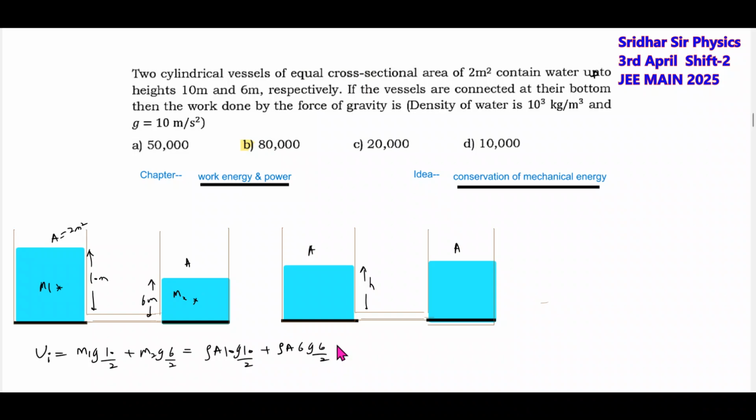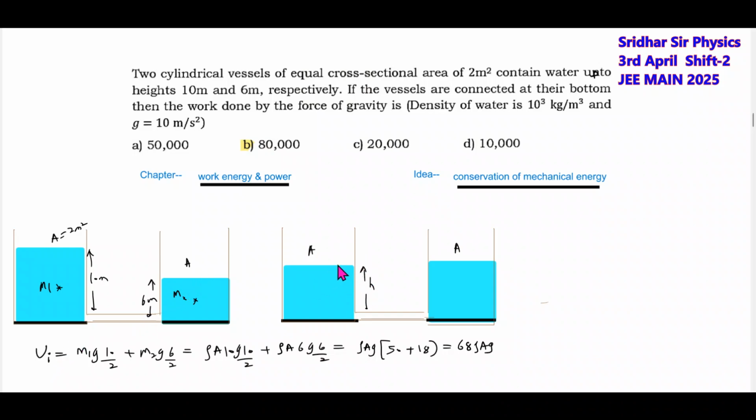So the initial energy will be rho A g, which you take outside. 10 square, 100 by 2 will be 50. 36 by 2 will be 18. So this will become 68 rho A g. This is the initial potential energy.